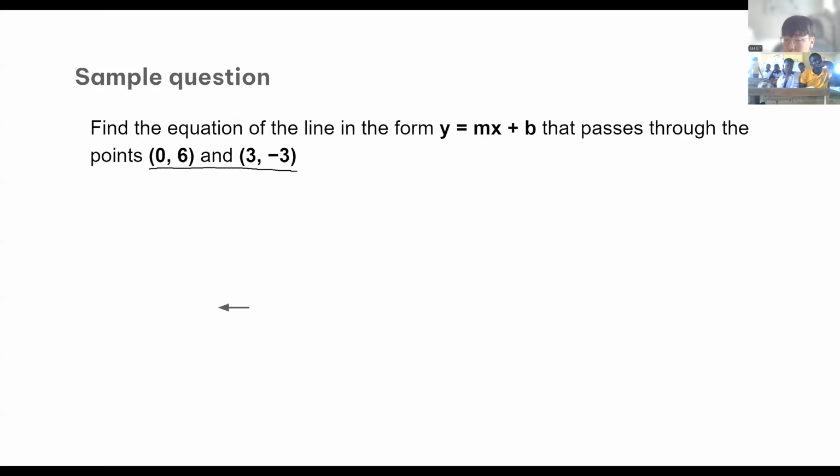Now we plug in any point. We can plug in 0, 6. That'll be simple, right? From y is equal to -3x plus b. What would be b? It'll be 6 is equal to -3 times 0 plus b. So b is equal to 6. That's why y is equal to -3x plus b.